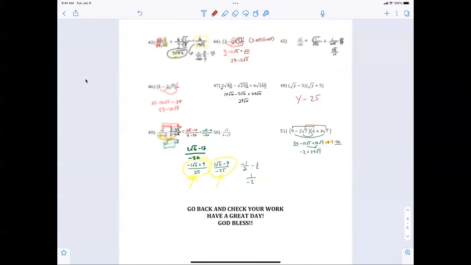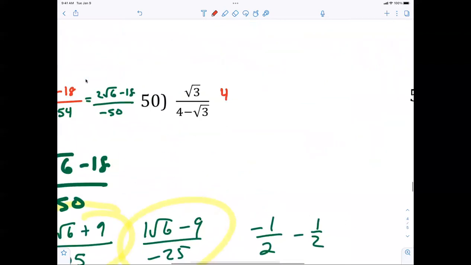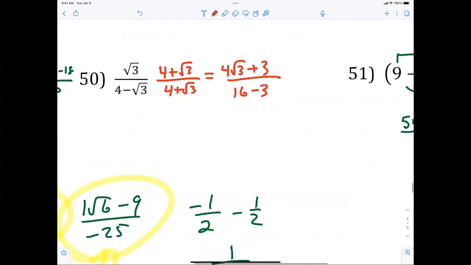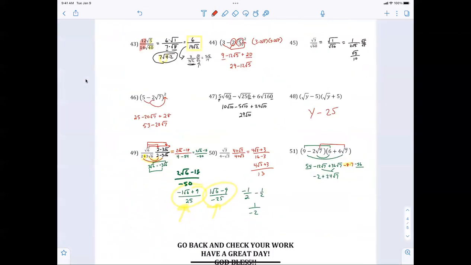All right. And the last one, 4 plus radical 3, 4 plus radical 3. Yay, very good, man. 4 radical 3 plus 3 over 13. All right, those are all of the solutions worked out.